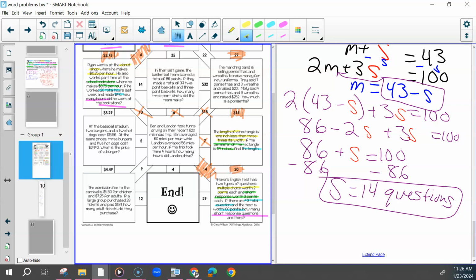Ben and Landon took turns driving on their recent 820-mile road trip. Really just the 820-mile road trip. And the 60 miles per hour. Ben averaged 60 miles per hour. Landon averaged 56. This trip took them 14. And we're looking for how many hours did Landon drive.